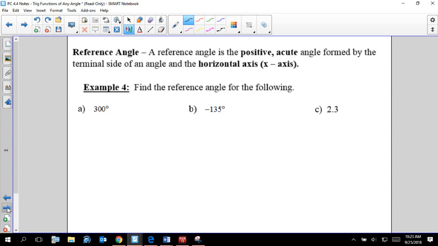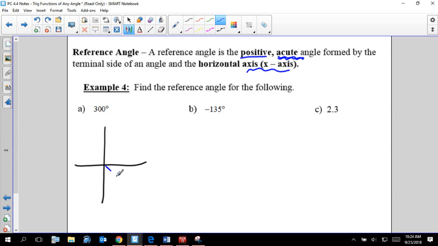And then reference angle we talked about yesterday as well. So this is just review. It's positive, has to be a positive number. It's acute. What does acute mean? Greater than 0, less than 90. And then it has to form with the x-axis, with the horizontal axis. So I'm going to draw pictures to make sure that I can visualize what's happening. If you can do this without a picture, great. But the people that don't do pictures are the ones that usually make the mistake.